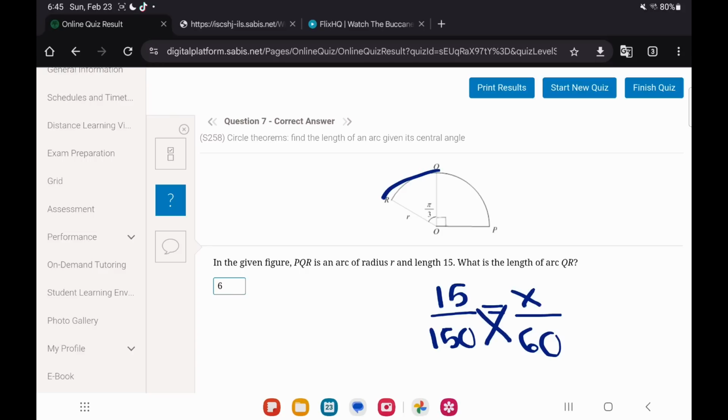So cross multiplication, or it's just common sense, you can see it from here, but let's just do cross multiplication. 15 times 60 is 900. 900 divided by 150 is 6. And isn't that your answer? Whatever I did last video, you could just do this and it works every single time.